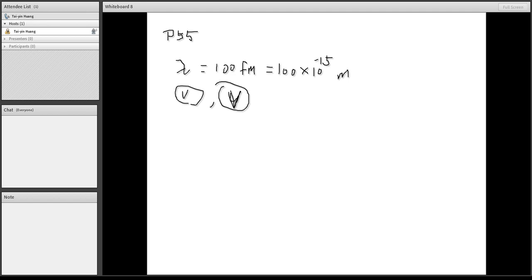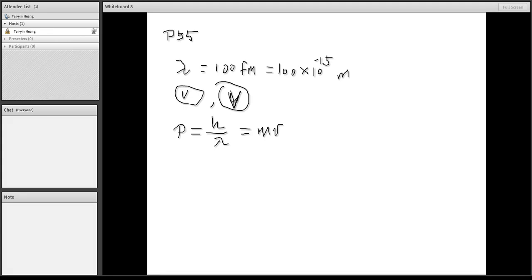Where do we start? Okay, since we're talking about the wavelength, remember that for every de Broglie wavelength there's a linear momentum associated with it, and linear momentum is h over lambda. So you have the wavelength, so you can calculate the linear momentum. Okay, and the linear momentum is also equal to the mass of the particle times velocity, and that's how we relate the wavelength to the velocity. So we can plug in the numbers.